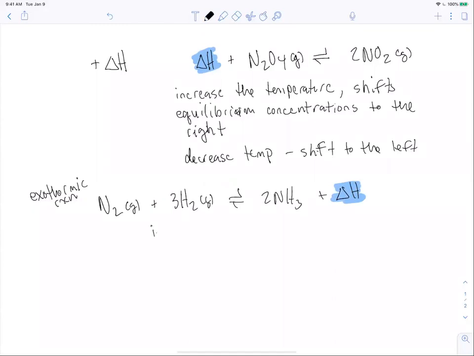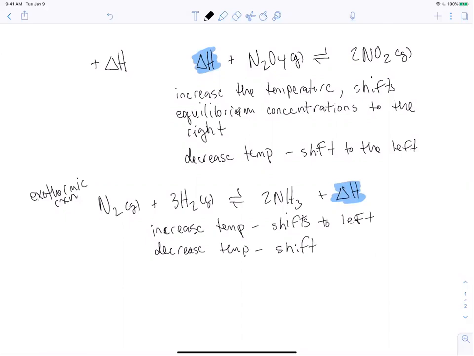So if we increase temperature here, it shifts things to the left. Decrease temp. It's like removing product, right? Because we're taking the heat out as it forms. It shifts to the right.